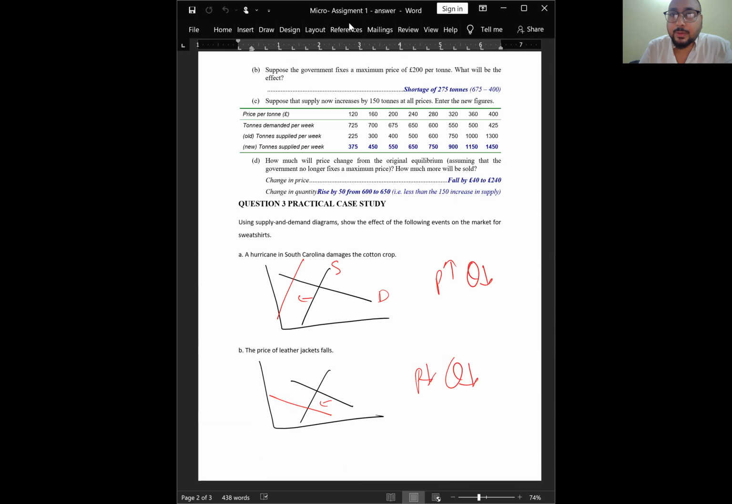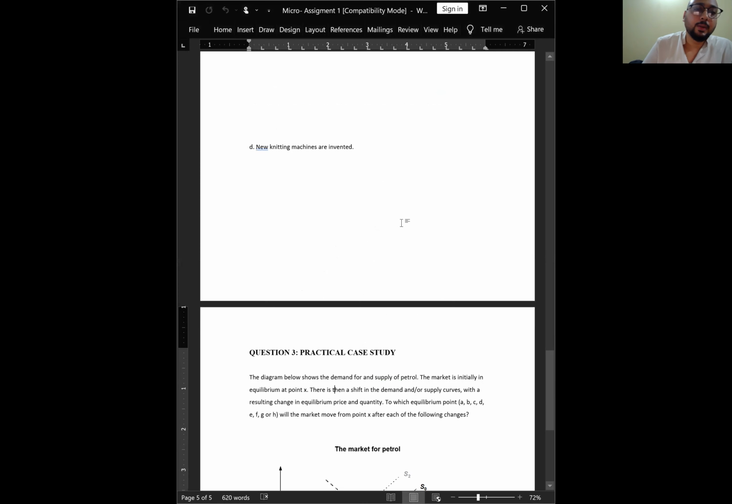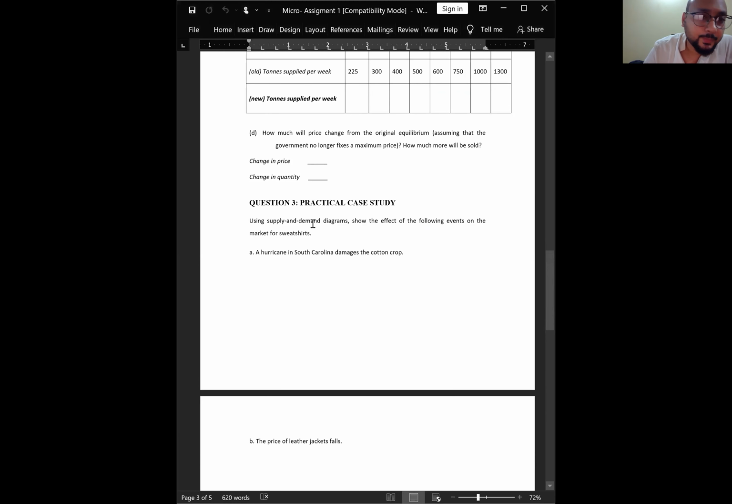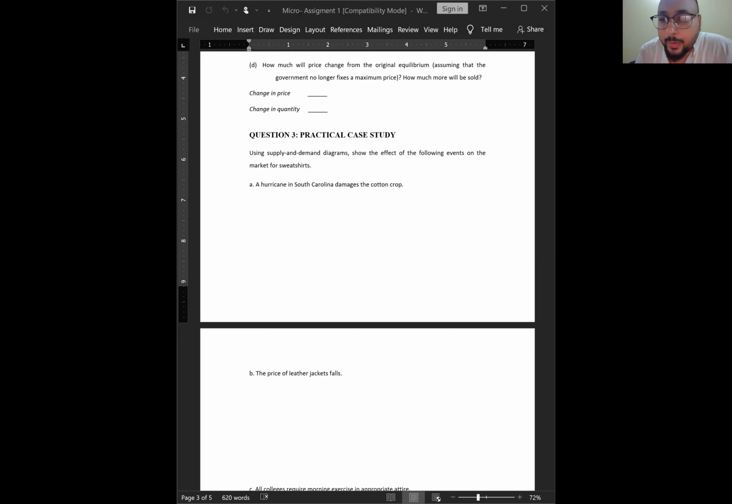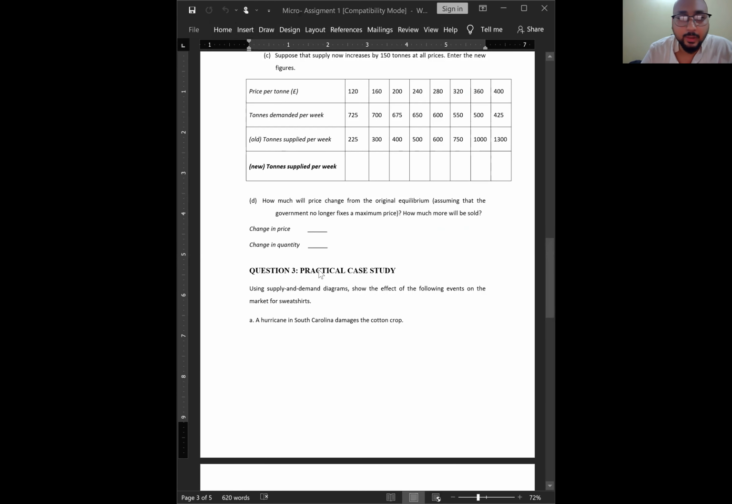I already uploaded the solution. Okay, I think now we should talk about it here. Here we go. So you can also find out that this is the market for sweaters, right? All you need to do is find out whether the hurricane in South Carolina damages crops or not. So you can just open the solution file. I have pasted the answer, do you understand or not? If you have any confusion, you can just message me and I will explain that to you as well.